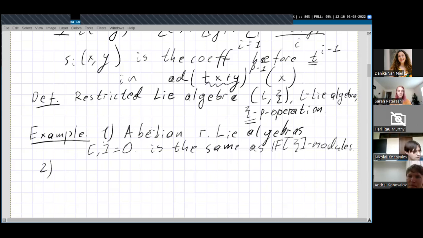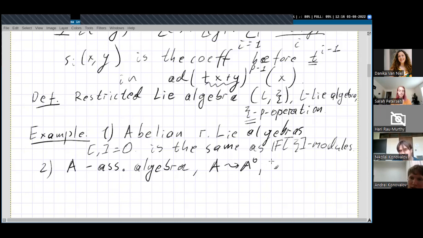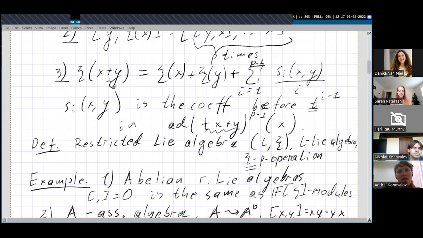Another example is when you take an associative algebra A, you can produce a restricted Lie algebra, which I call A_Lie. The bracket here is just xy minus yx, and the operation here is just taking the p-th power of x. If the algebra is associative but non-commutative, taking the p-th power is not an additive operation, even over a field of characteristic p, but its non-additivity can be expressed in terms of brackets. This is how this formula arises.